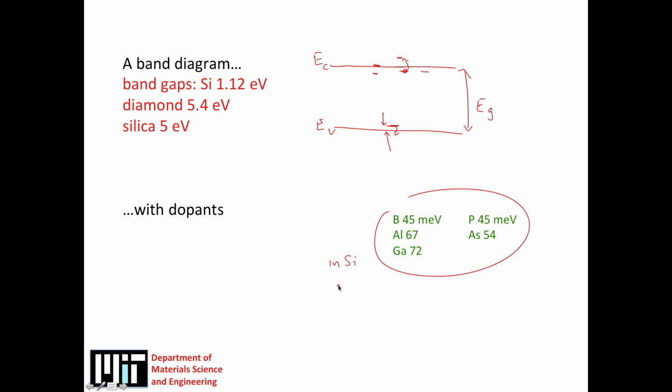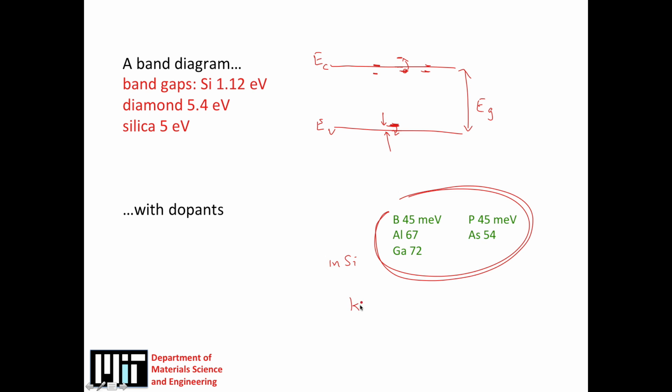Let's look now at where the donor and acceptor levels are in silicon. I've got these numbers here for some common acceptors: boron, aluminum, gallium. That distance between the acceptor level and the valence band edge is 45 millielectron volts for boron. It increases here: aluminum is 67, gallium 72. And for the common donors, this distance here between the donor level and the conduction band edge is 45 millielectron volts for phosphorus and 54 for arsenic.